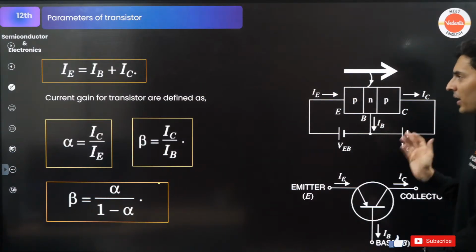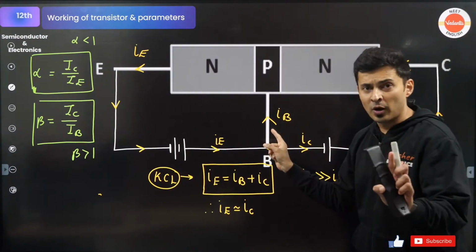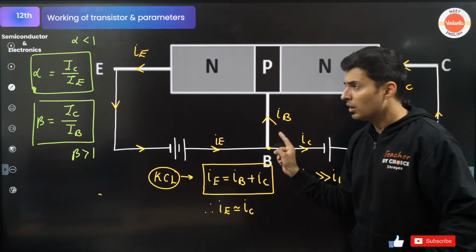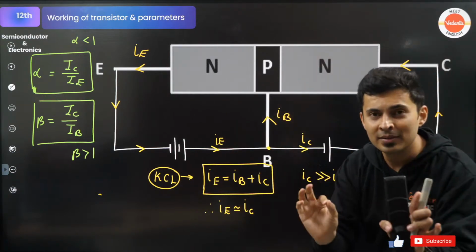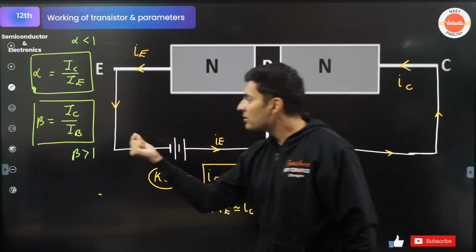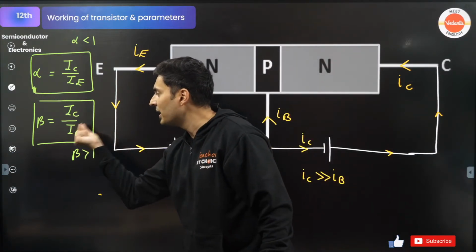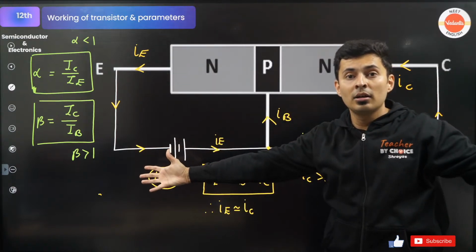Now, what is the important thing that you learnt over here? Base current is small. The emitter and the collector currents are large. So imagine if somebody makes a small change in the base current. Won't there be a large change in the collector current?